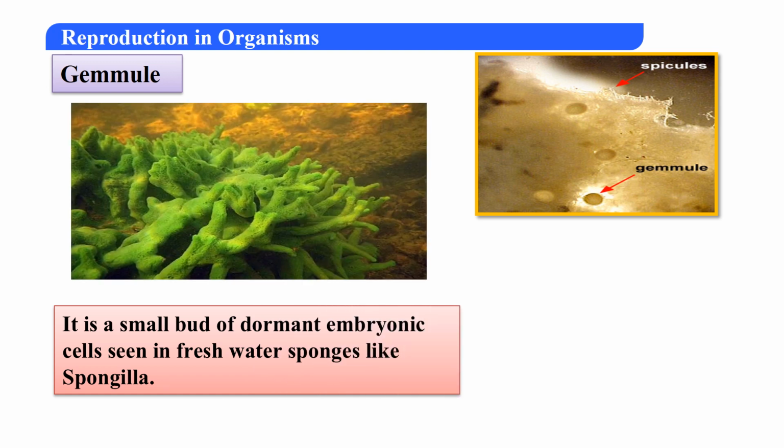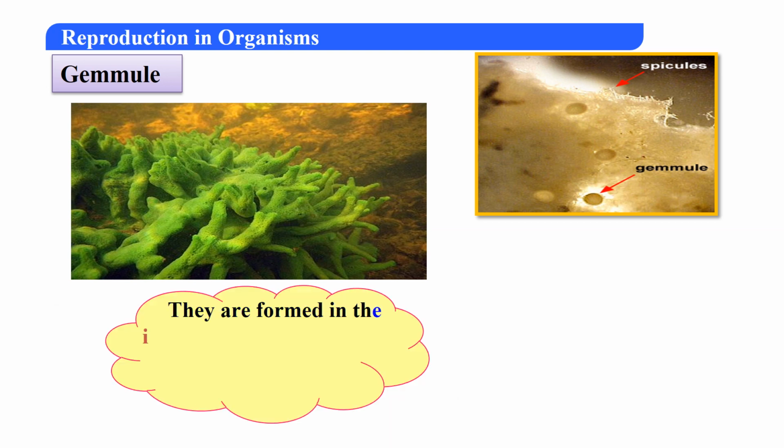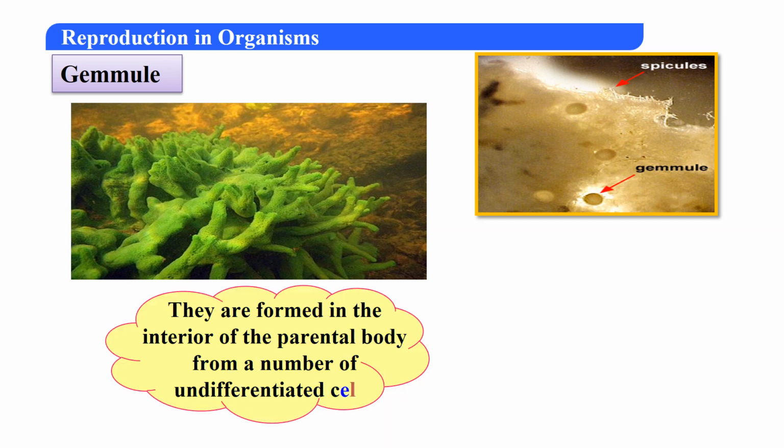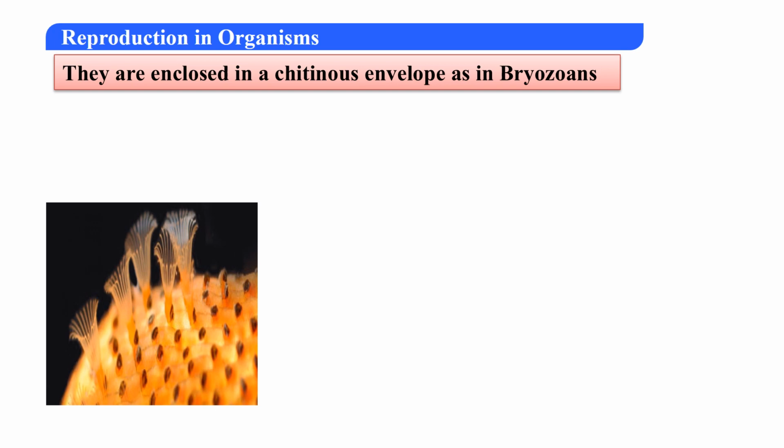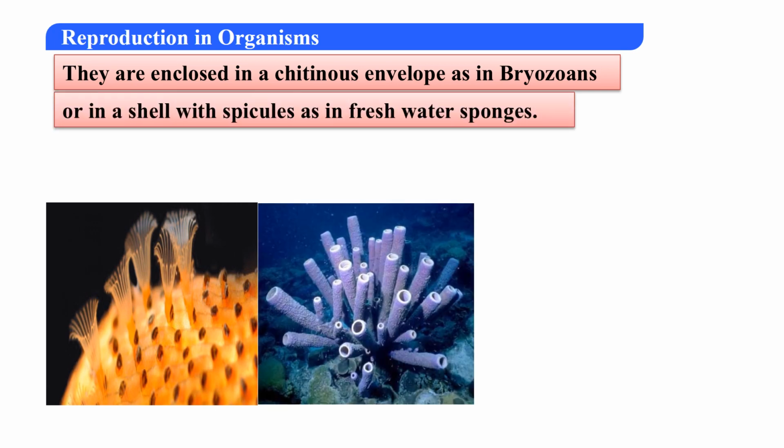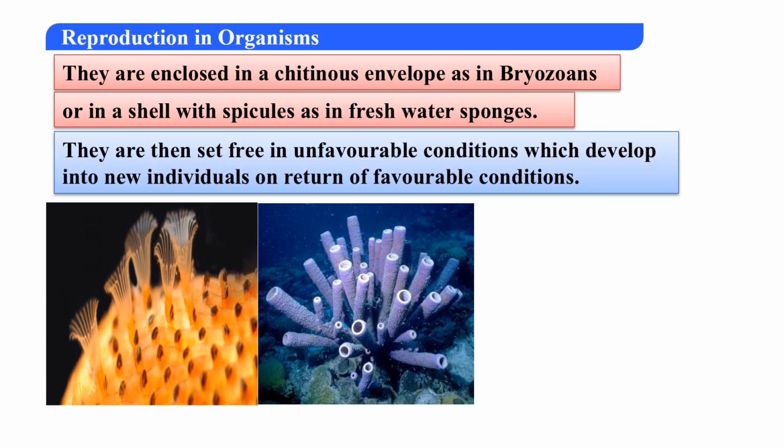Gemmules. It is a small bud of dormant embryonic cells seen in freshwater sponges like Spongilla. They are formed in the interior of the parental body from a number of undifferentiated cells. They are enclosed in a chitinous envelope as in bryozoans or in a shell with spicules as in freshwater sponges. They are then set free in unfavorable conditions and develop into new individuals on return of favorable conditions.